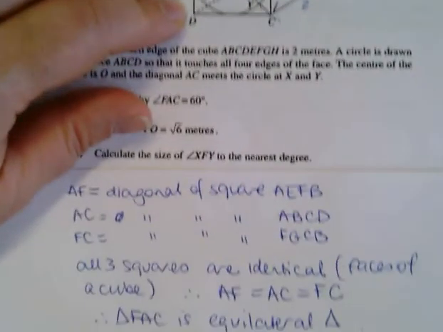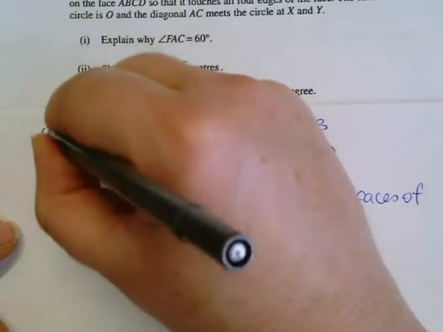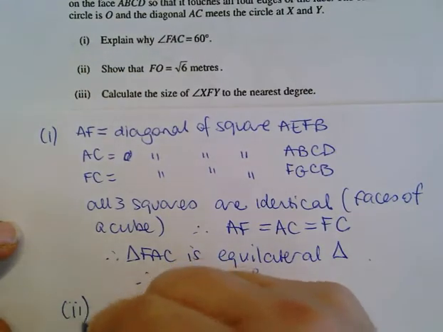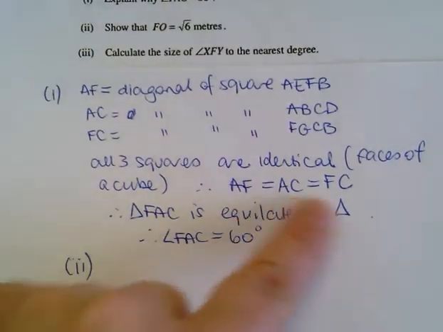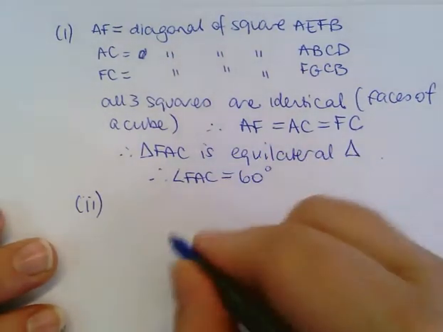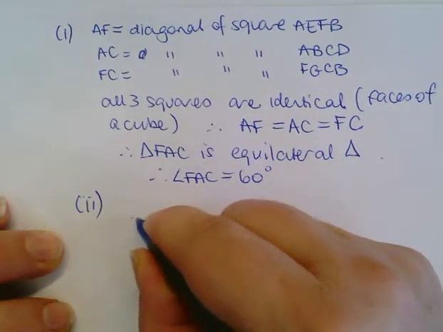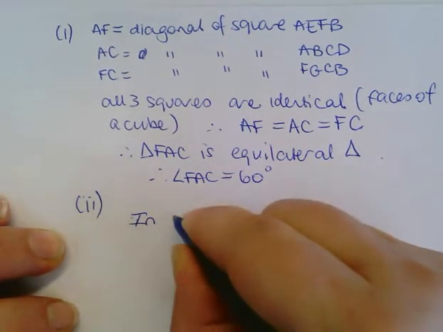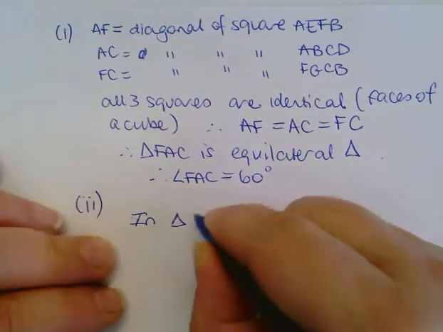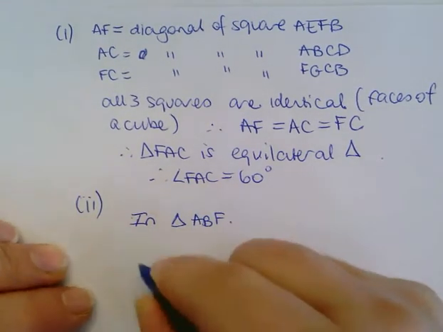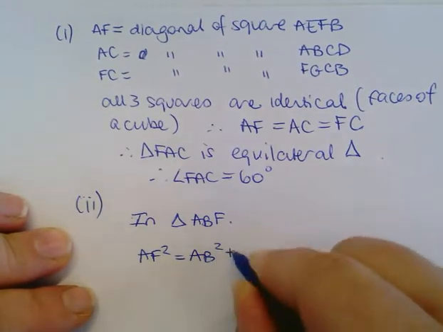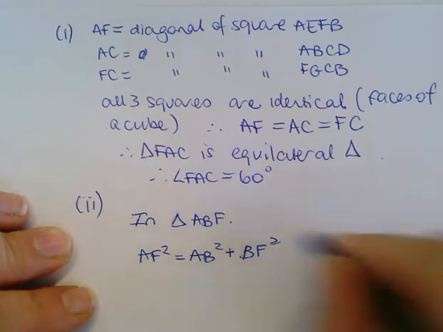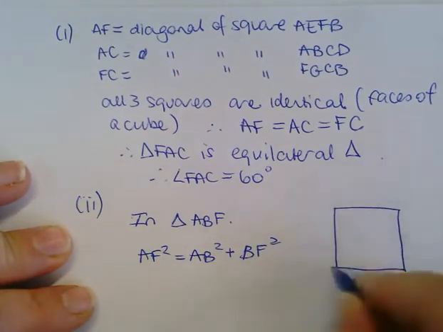And I'm going to move down. So part 2, we know as before, AF equals AC equals FC. Let's find the length of AF. Let's use triangle ABF, for example. AF squared is AB squared plus BF squared. It's just using that top triangle, that's all.